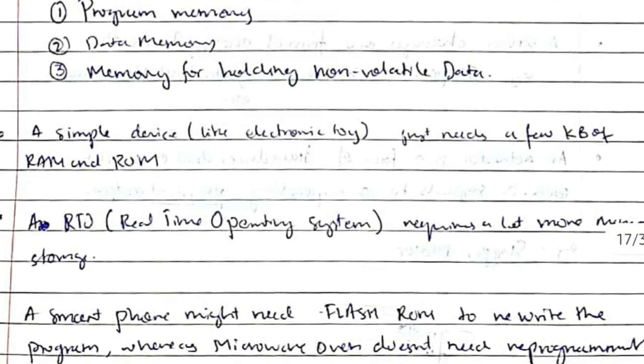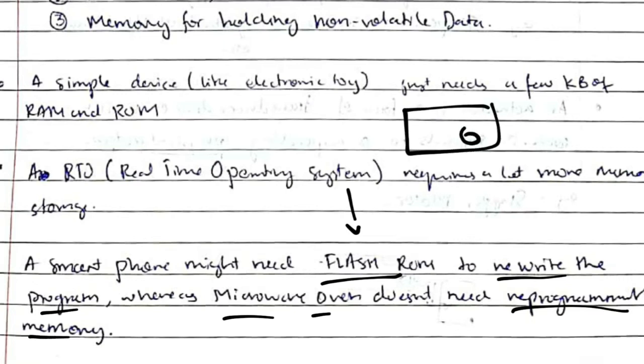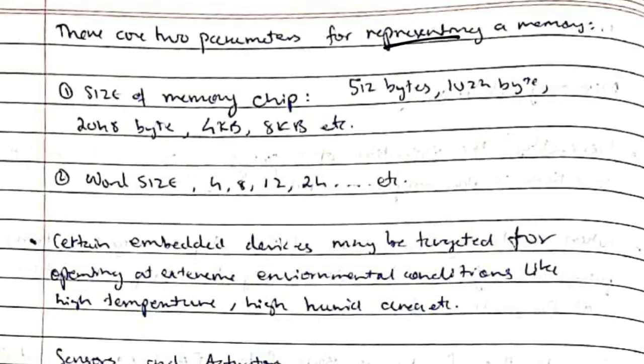Okay, a smartphone might need flash ROM because we need quick results to rewrite the program, whereas a microwave oven does not need programmable memory, because in a microwave, once you set some instructions, they will be repeated over the lifetime of the microwave, whereas in a smartphone the changes are to be made, so we need a rewritable ROM. Okay, so for representing a memory, we have two notations.